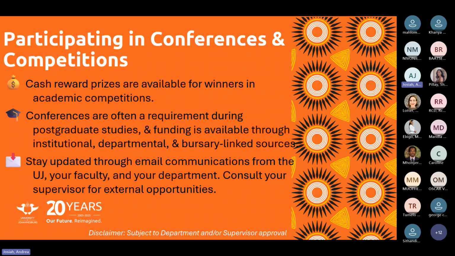Lastly, participating in conferences and competitions. So there are cash reward prizes for winners in academic competitions. Also, participating in conferences, presenting at conferences is often a requirement during your postgraduate journey, and there is funding available through institutional, departmental, and bursary-linked sources. However, you would need to check with your supervisor and department regarding the funding for conferences. You can stay updated through email communication from the University of Johannesburg, your faculty, and your department. I will also advise that you consult your supervisor for external opportunities, as your supervisor has been in the field for a number of years and their network is much larger than yours and may be able to provide options for external opportunities.